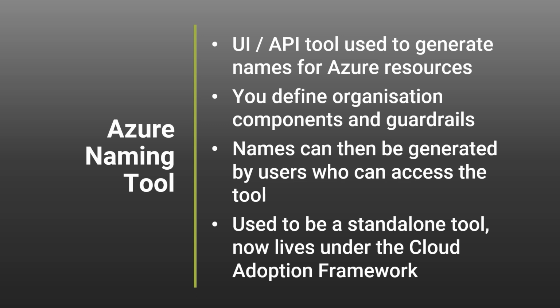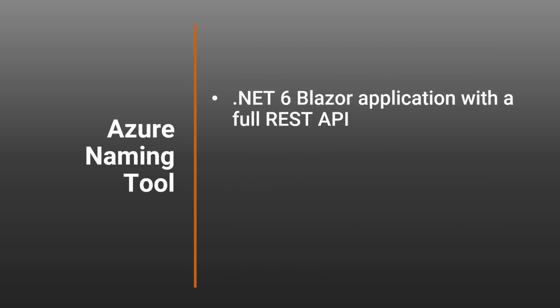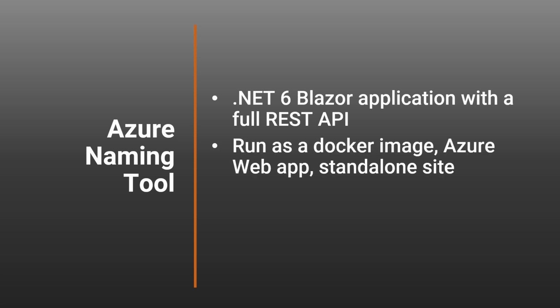Now, the Azure Naming Tool used to be a standalone tool, but it now actually lives under the Cloud Adoption Framework, and it's part of the Cloud Adoption Framework. So here in a moment, when we go over to GitHub, you'll see that it lives in the Cloud Adoption Framework GitHub repository. The Azure Naming Tool is a .NET 6 Blazor application with a full REST API, and it runs as a Docker image. So basically, anywhere that you can run a Docker image, you can run the Azure Naming Tool.